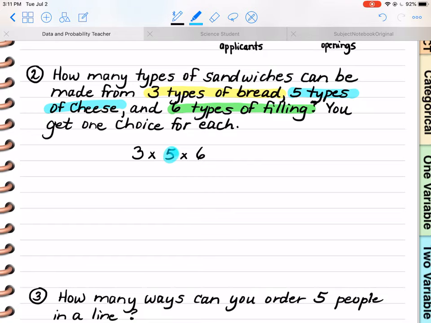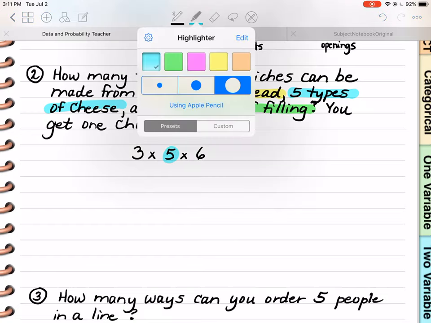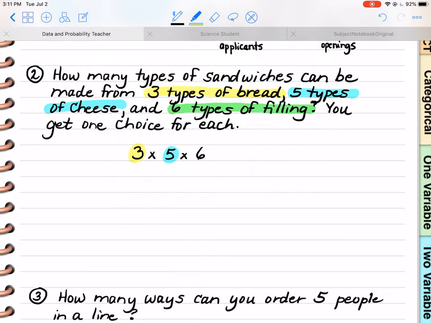And a lot of people get tripped up on these because they sound so complicated, and they are. They're hard to do if you don't know what you're doing. But all you have to do is multiply your choices. So you would say 3 times 5 times 6 is 90. So there are 90 different sandwich combinations.